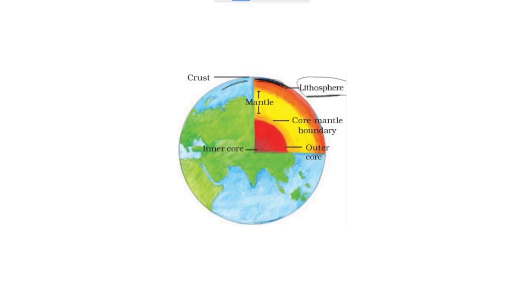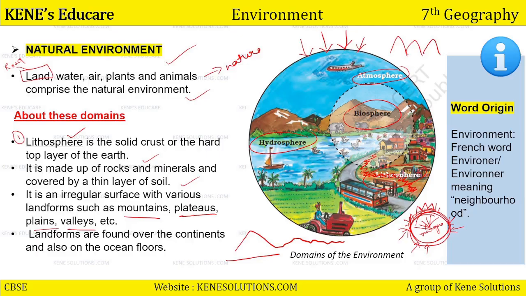So this is the inside picture of the earth, and this is your outer earth on which you live. I hope you understand that mountains, plateaus, plains, valleys, everything is included as a part of lithosphere because everything is on the top layer of the earth. Now please understand, landforms are found over the continents and also on the ocean floors.